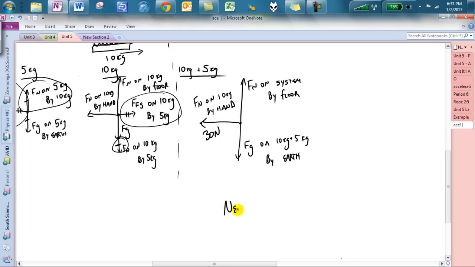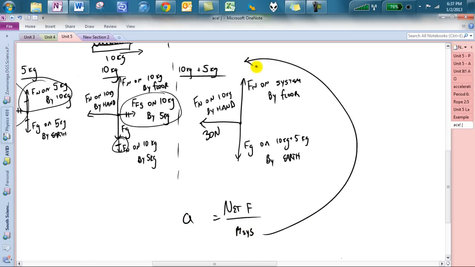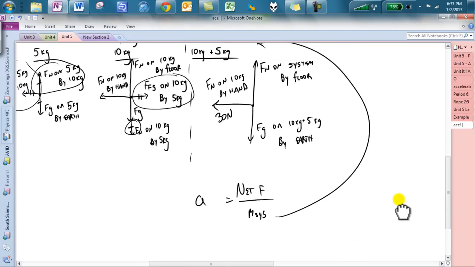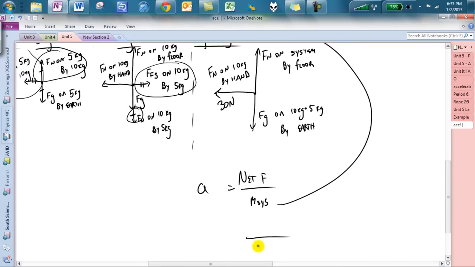So net force, let's go back to our equation. A equals net force over the mass of the system. The system that I am using is this force diagram. Why am I using this force diagram? Because I know basically everything that I need to know in this situation. The mass of the system is 15 kilograms. Acceleration is what we're trying to solve for, and the net force is 30.